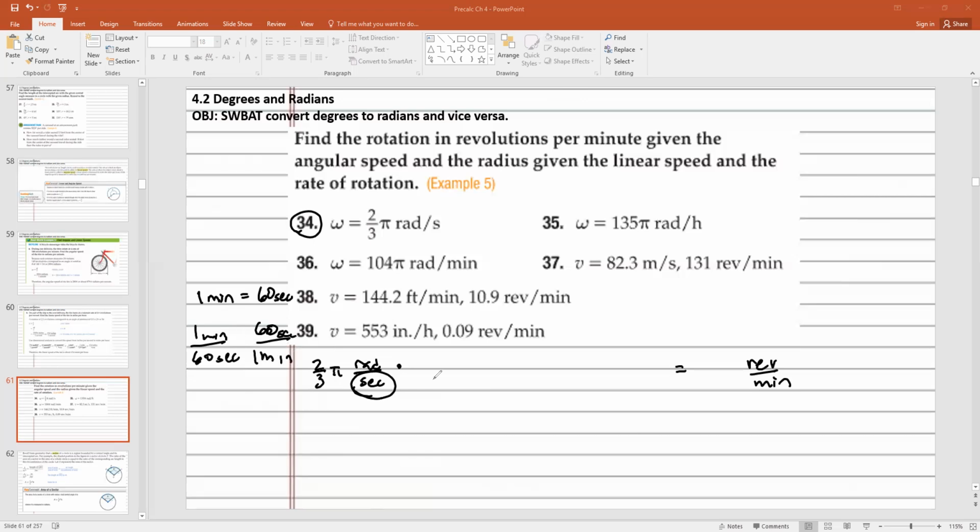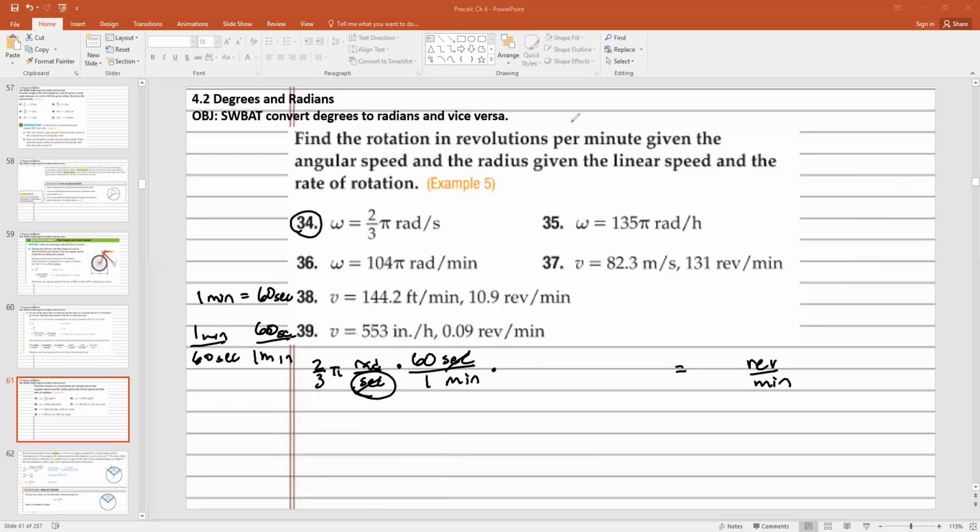Now over here, because seconds is on the bottom, we want the seconds to be on top so we can eliminate them. They need to be diagonal in order to eliminate. And then 1 minute is going to go on the bottom there. And then radians. We want to change radians to revolutions.